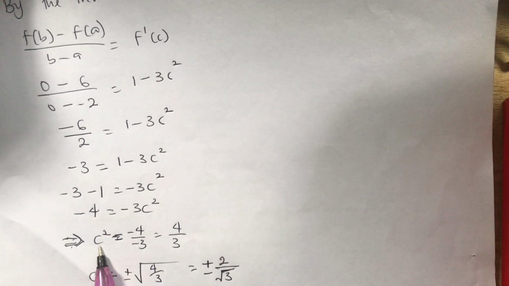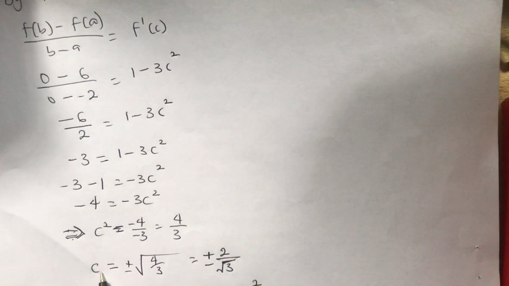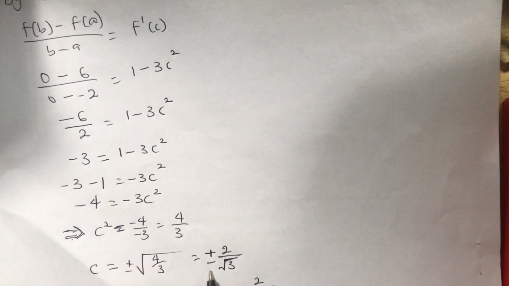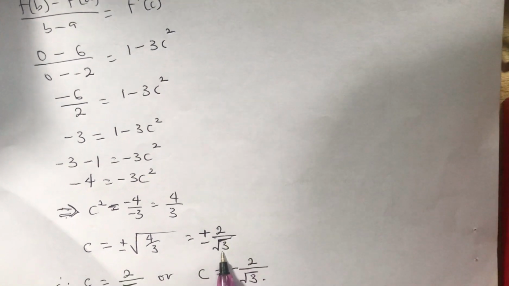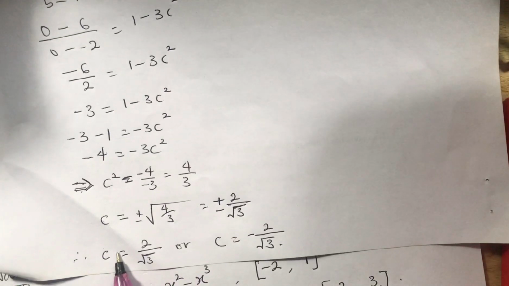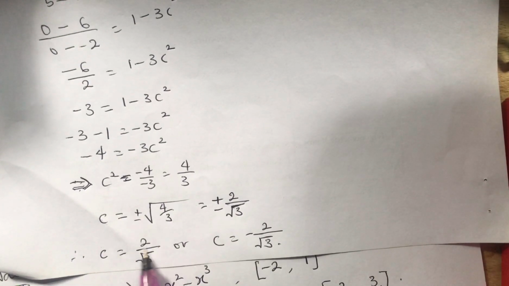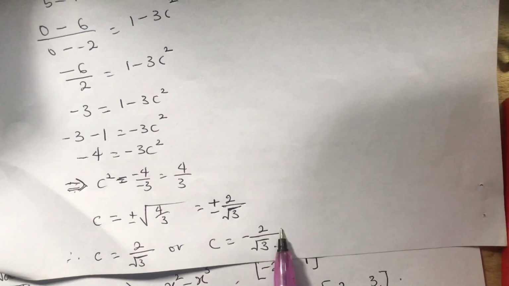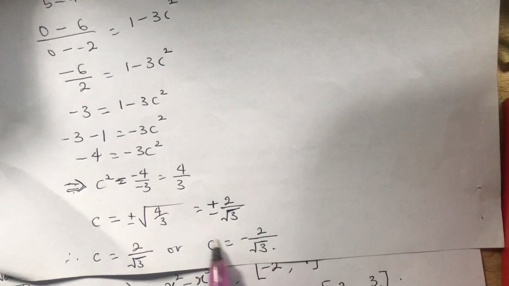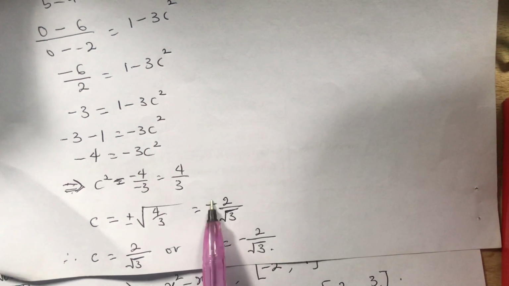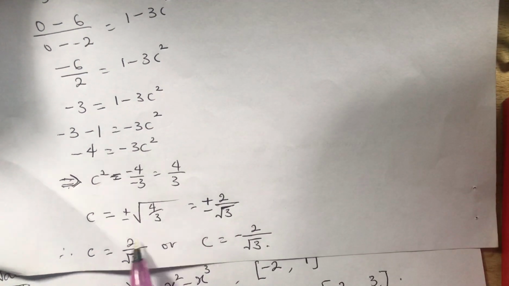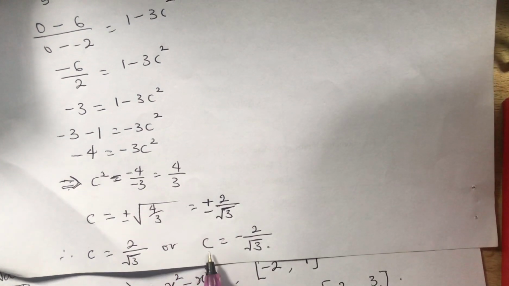So taking the square root to get our c, we have that c equals plus or minus the square root of 4 over 3, which is equal to plus or minus 2 over root 3. Therefore, c equals 2 over root 3, or c equals minus 2 over root 3. Because of this plus or minus, because of the square root, we are going to have two answers. That is c equals 2 over root 3, or c equals minus 2 over root 3.